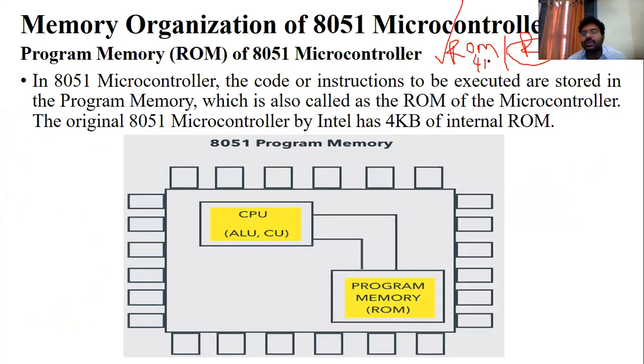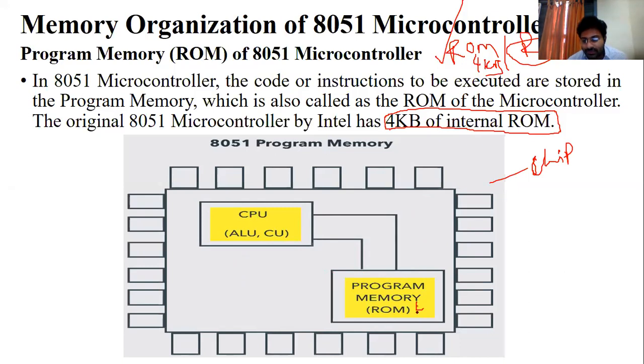You know that 4 KB of ROM is available in the 8051 microcontroller on chip. Remember, whenever you are using the word internal, that is available within the chip only. See this, this is the chip structure. This is the CPU, ALU, then timing and control unit, then registers and all. On the same chip we are using the internal program memory.